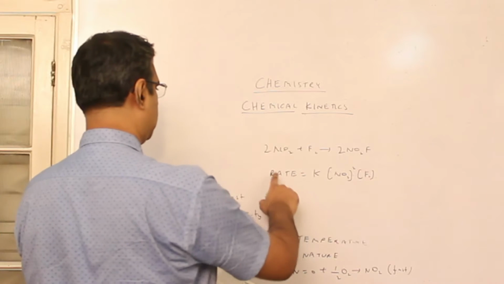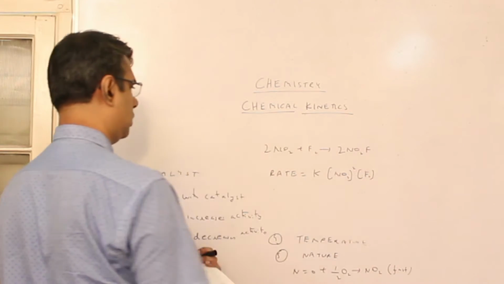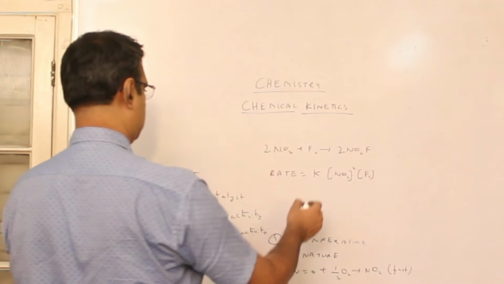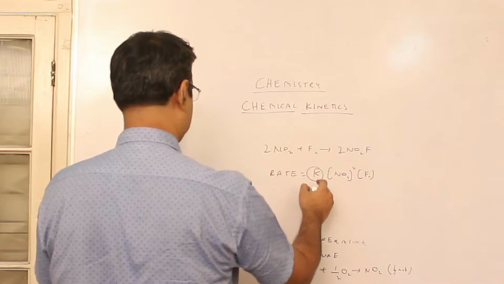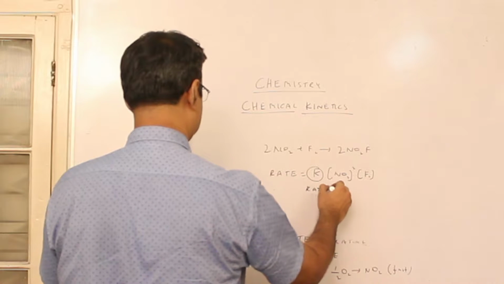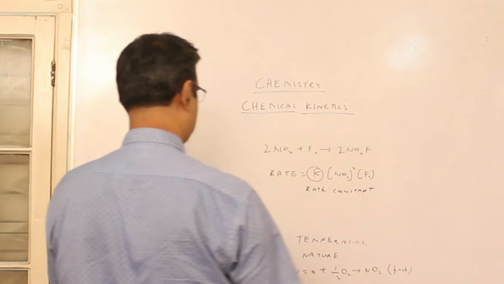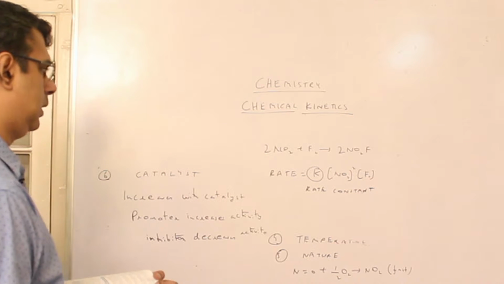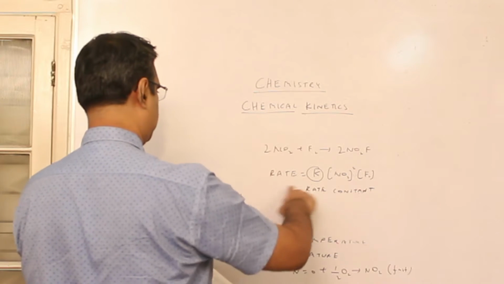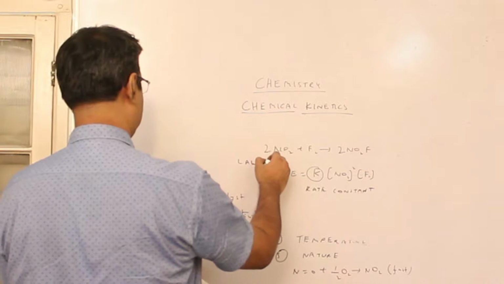So initially there was a belief that the rate of the reaction is proportional to concentration of NO2 whole square into concentration of F2, and the constant of proportionality, that is K, is called the rate constant of the reaction. Now the thing is, this particular formula was known as law of mass action.